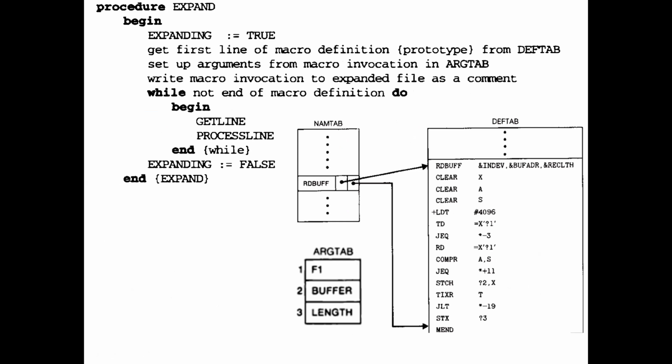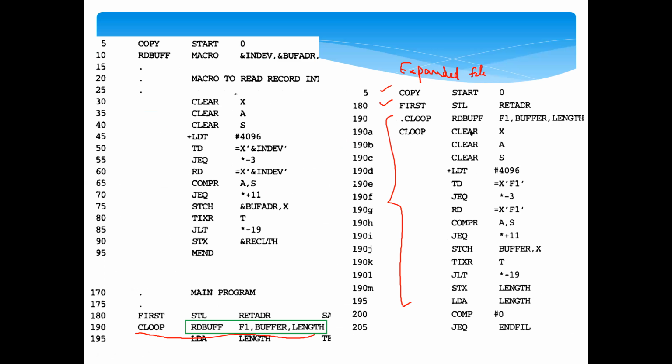You may encounter 3 types of statements, either a normal assembly language statement or a macro definition or a macro invocation. Based on that, this is how the algorithm works and how the expanded file is created. So here you can see that if you encounter another macro invocation for the same macro, it will be invoked with another set of parameters.